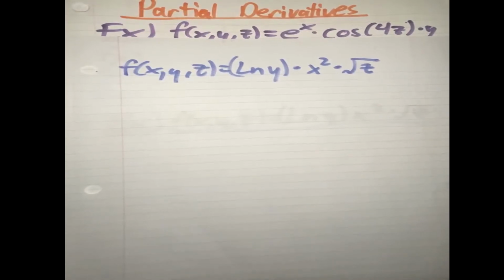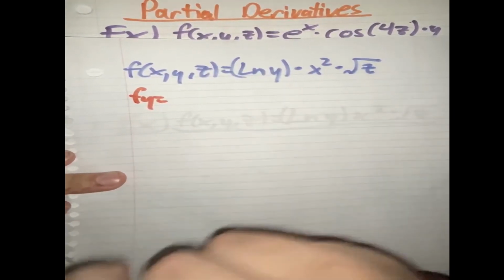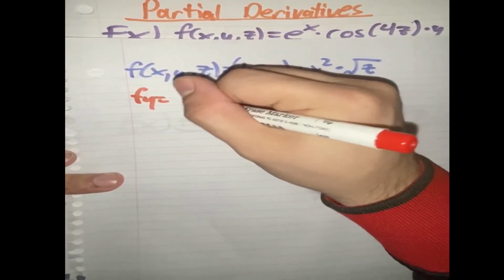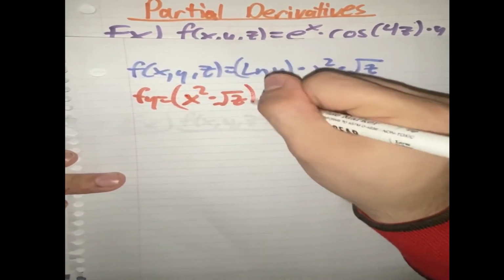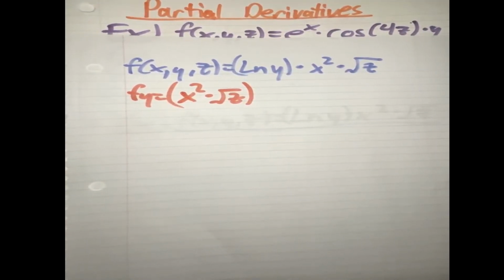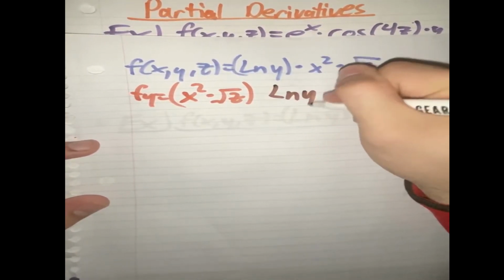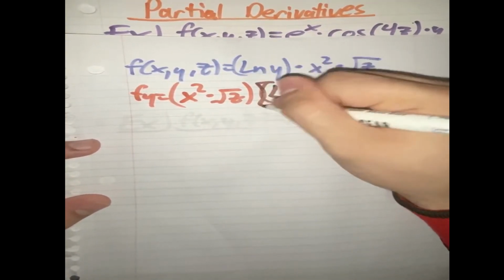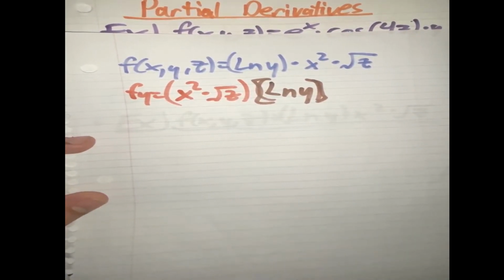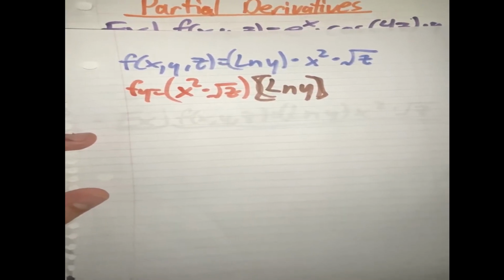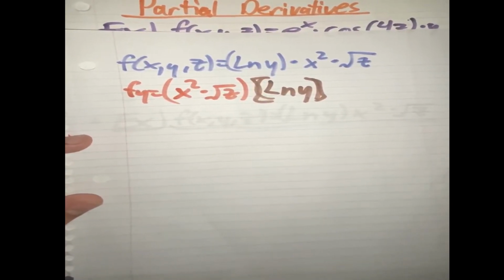So what's the first thing we do? We treat everything that's not a y as a constant. So in this case, x squared times the square root of z is a constant. And the derivative that we actually focus on is the natural log of y. So we're going to take the derivative of the natural log of y. And what's the derivative of the natural log? If you don't know how to take the derivative of the natural log, I do have a video on that in my Cal 1 playlist.